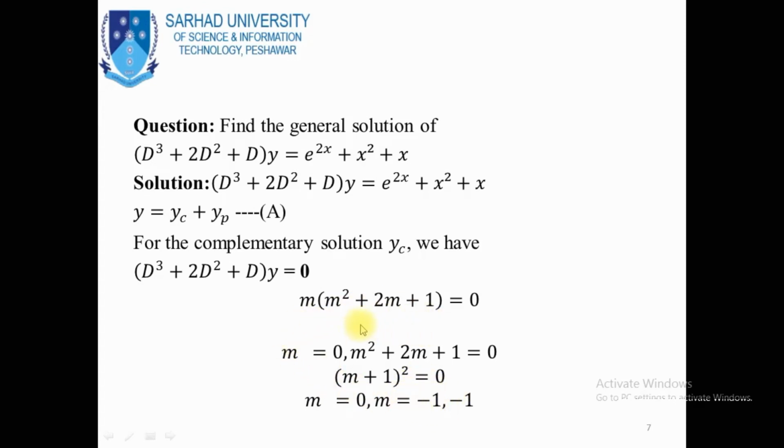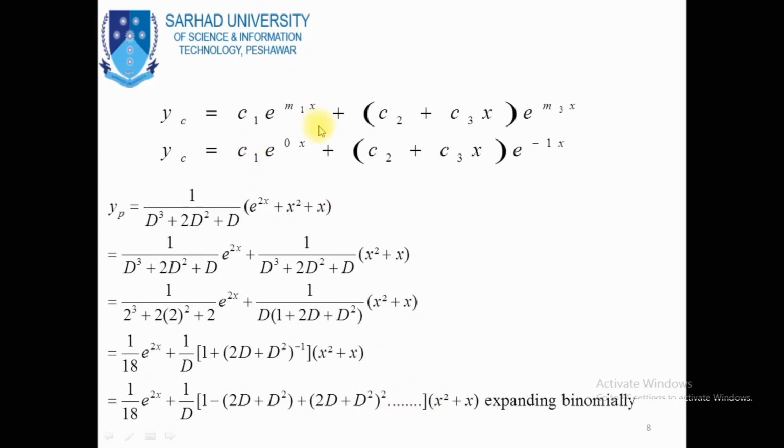So for the complementary solution, there will be two cases. Case number 1, when roots are real and different. In case number 2, when roots are real and repeated. You see over here, this is the real and unequal situation, c1 e power m1 x, and this is the real and repeated case, (c2 plus c3 x) into e power m3 x. Actually m2 and m3 are equal, so just suppose this is m3. Now the repeated root is minus 1, so the complementary solution is equal to c1 e power 0x plus (c2 plus c3 x) into e power minus x, as minus 1 is the repeated root.